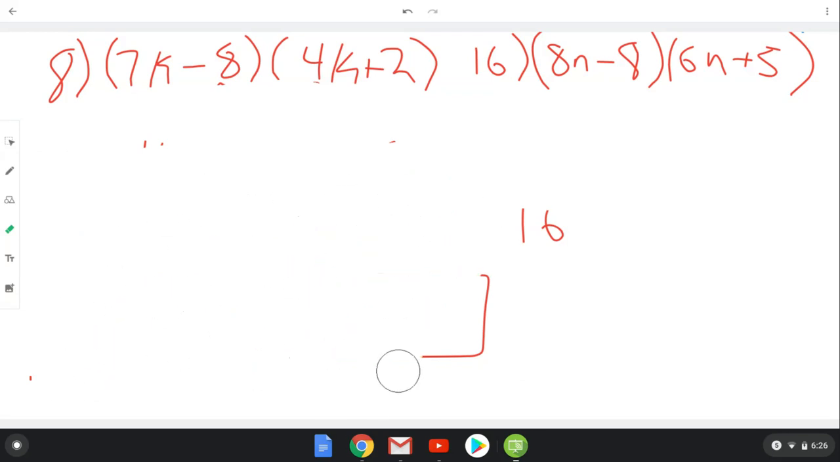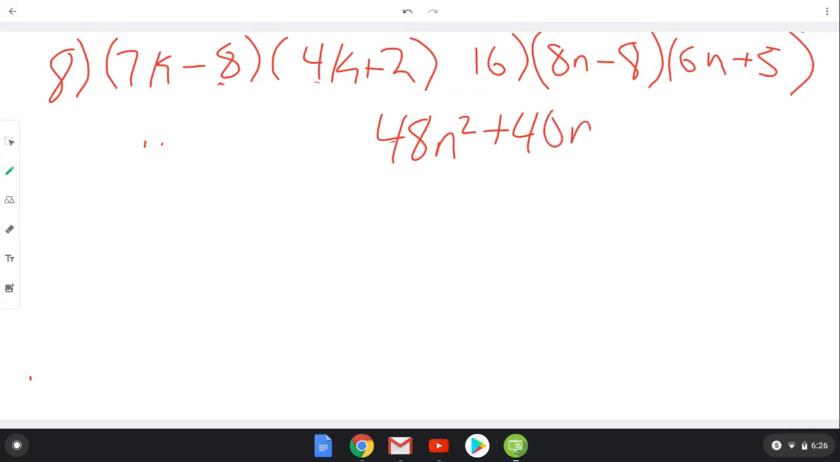So with question number 16, we're going to do 8n times 6n. So we have 8 times 6 is 48. Sorry. Brain just stopped working there for a second. 8 times 6 is 48, and then n times n is n squared. So I have 48n squared. Then I have 8n times 5. 8 times 5 is 40. And then the n is just by itself.